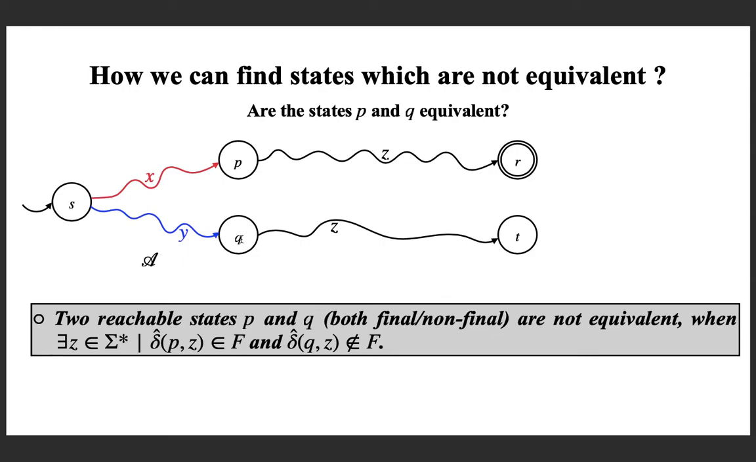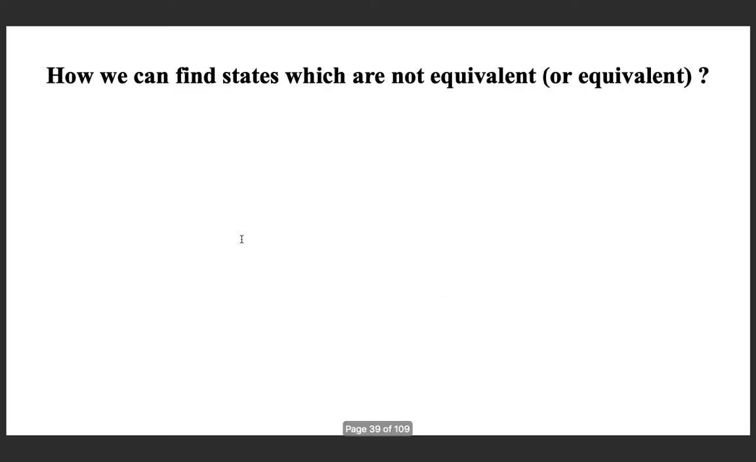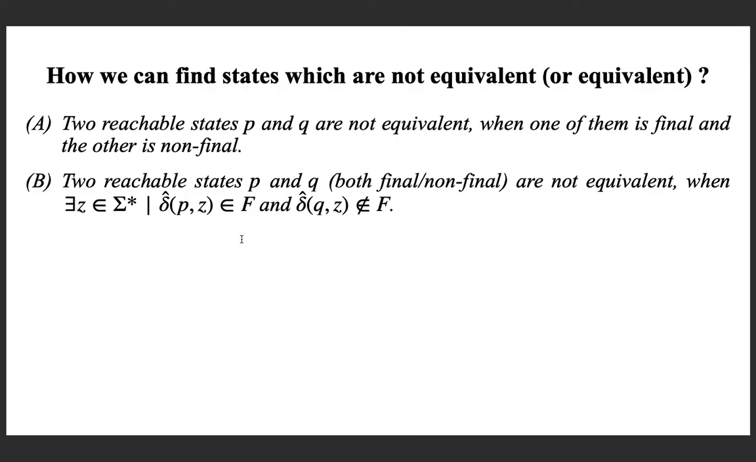So these are the two observations enough for us to derive an algorithm. Just recollect the two observations. The first is that two reachable states P and Q are not equivalent when one of them is final and the other one is non-final. What is the second observation? Two reachable states P and Q, both are final or both are non-final.